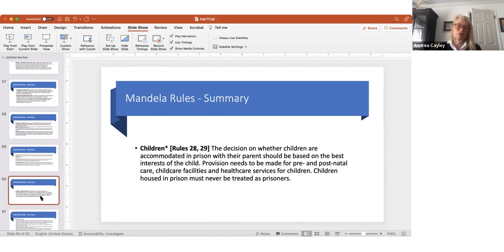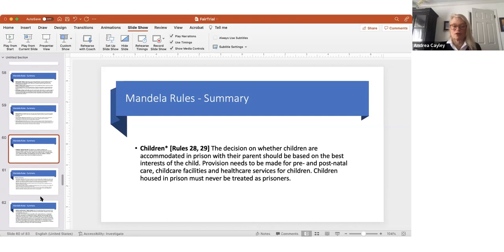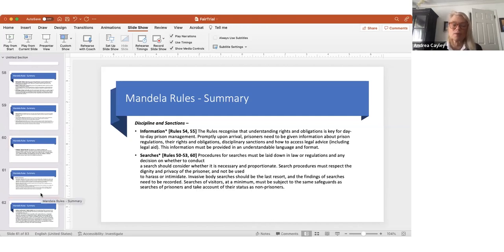Children. The decision on whether children are accommodated in prison with their parent is based on the best interest of the child. And if you're working with a woman who's pregnant, that also has to be taken into consideration, how she's held and her conditions.